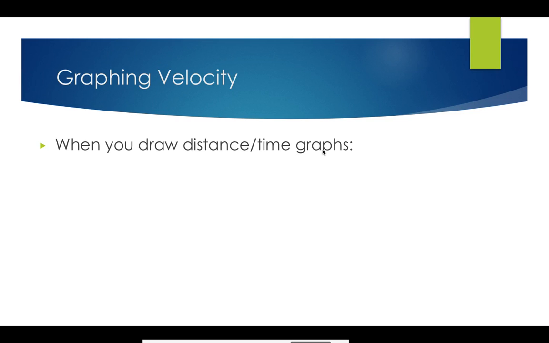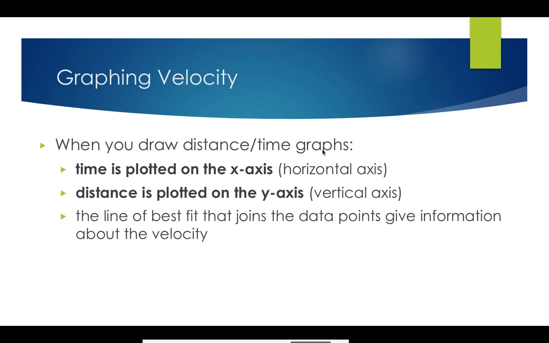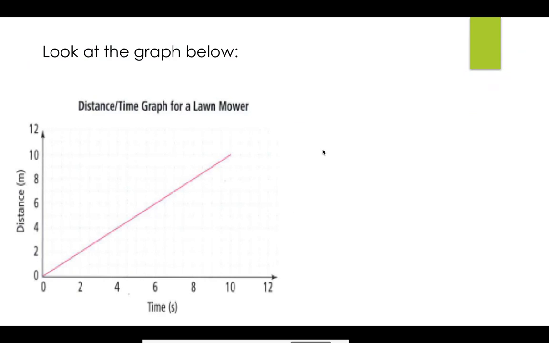Now, when you draw distance versus time graphs, you're going to put your time on the x-axis, or the horizontal axis on the bottom, and you're going to plot distance on the y-axis, which is the vertical axis going up and down. You're also going to make a line of best fit, and this joins the data points and gives information about the velocity. So sometimes you make a line of best fit, sometimes you just connect those dots, and that's going to tell you how fast that object or thing was moving at any given time.